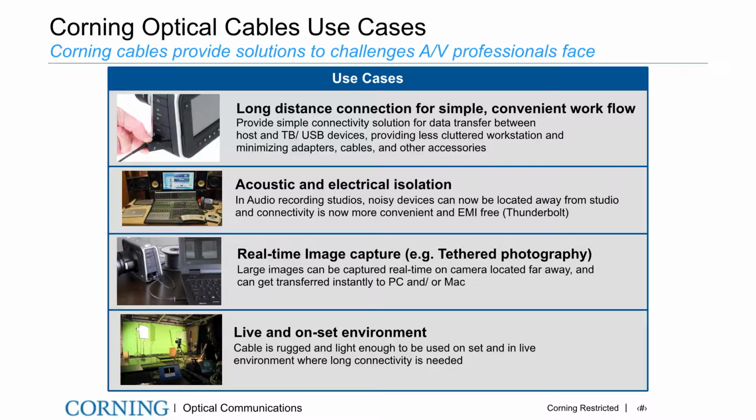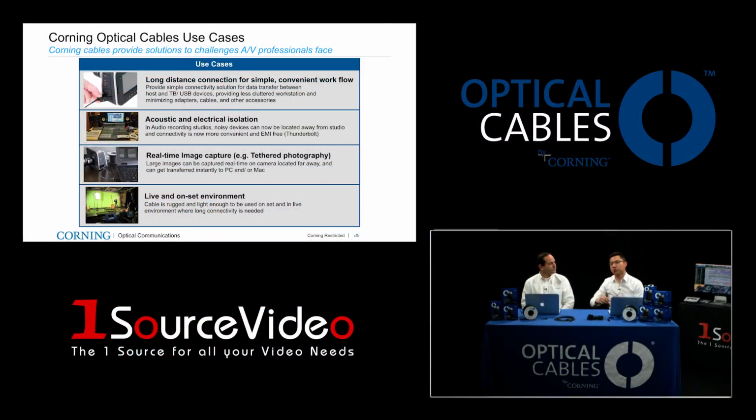And lastly, we also see our cables being used in a live and on-set environment. And our cable is, of course, very rugged and durable, like what Jamie just showed you, so it can be used on the set and also in the live environment where you want to make that connection from your green room to a device that's being used somewhere out there, and it is still rugged enough to be used in the live environment. So it is able to serve that mission-critical functionality. Right.